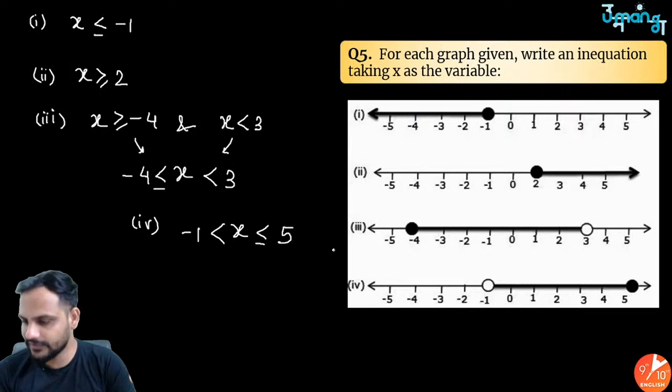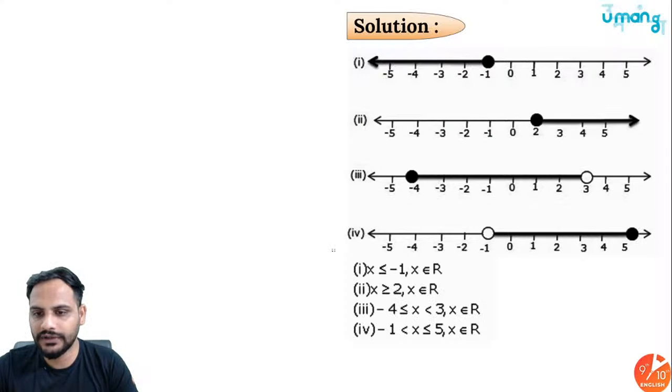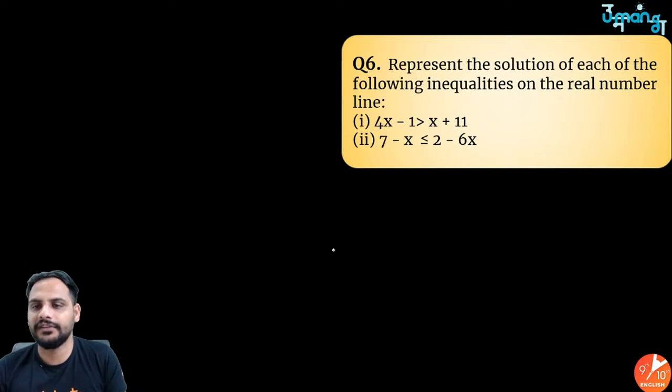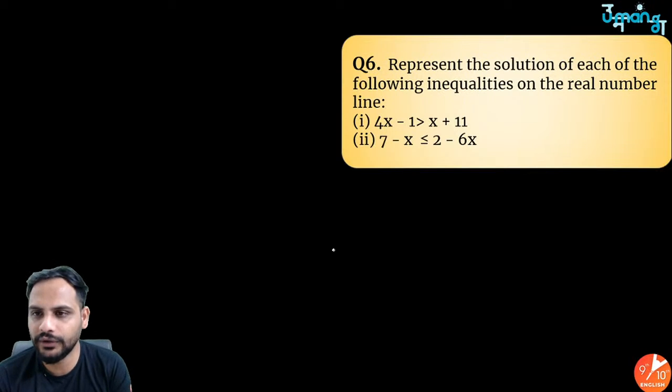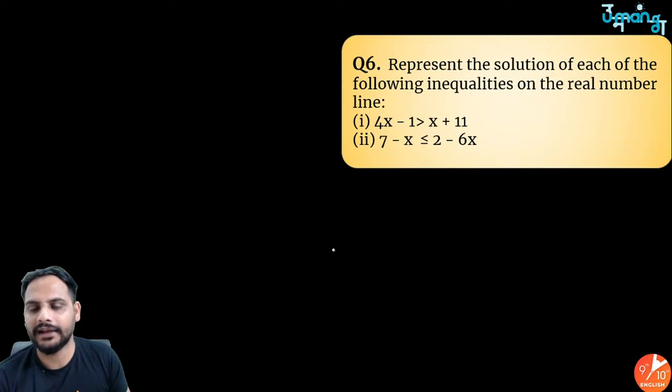Is it clear? Yes, Menti will be there. Don't worry. We'll go for Menti as well. Let's solve some questions. I'll go for Menti after that. Okay? Got it? Let's go for the next question now. Next question is this: represent the solution set of each of the following inequalities on the number line. Very easy, beta. Let's quickly do it.